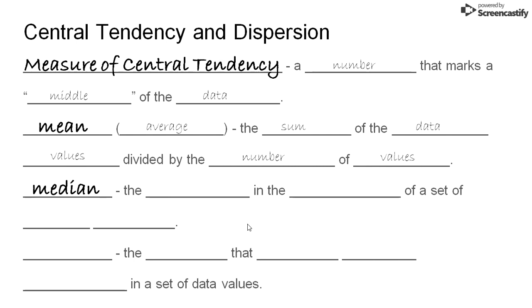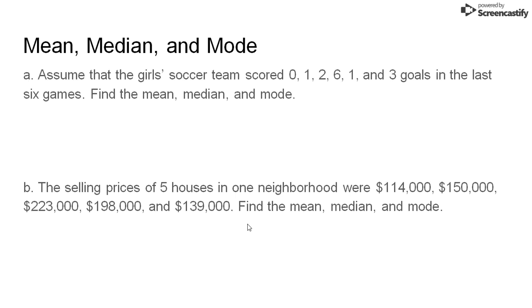Another one is the median, which is the number in the middle of a set of data values, assuming they are in order from least to greatest. And the last one is the mode, which is the number that occurs the most often. A lot of you already know this as mode is the most. So when we go about doing problems, we want to make sure that all of our data is in order from least to greatest. That should be the first thing that you do every time.